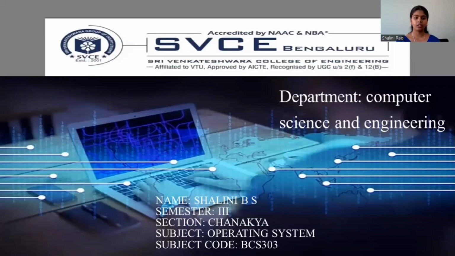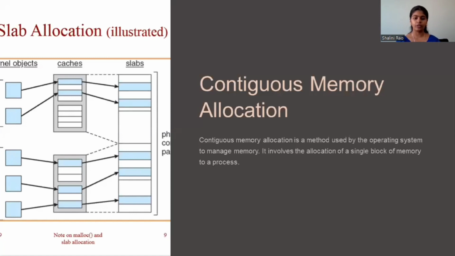In this video, I'll be talking about contiguous memory allocation. Contiguous memory allocation is a method used by the operating system to manage memory. It involves the allocation of a single block of memory to a process.